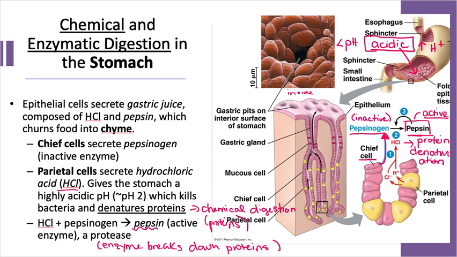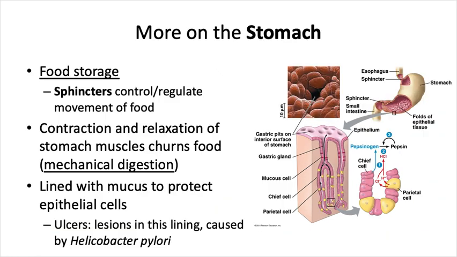Okay, so pepsin is secreted in the stomach as an inactive form, but it's activated in the presence of hydrochloric acid. So we are going to get enzymatic digestion in the stomach by pepsin, and that is going to help the enzymatic digestion of proteins or polypeptides into smaller peptides. Okay, so the stomach has a few other functions.